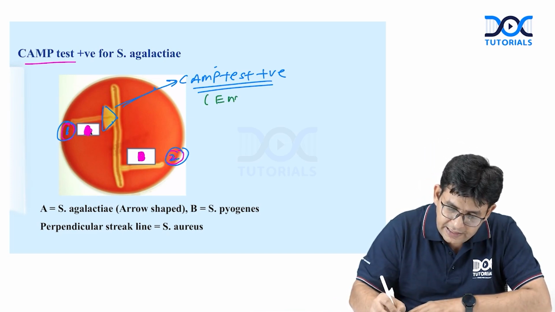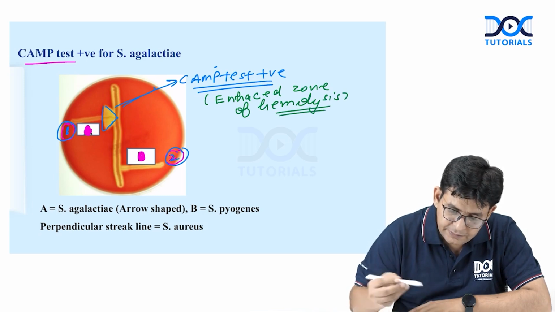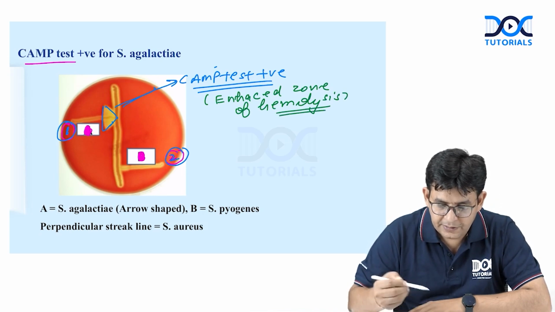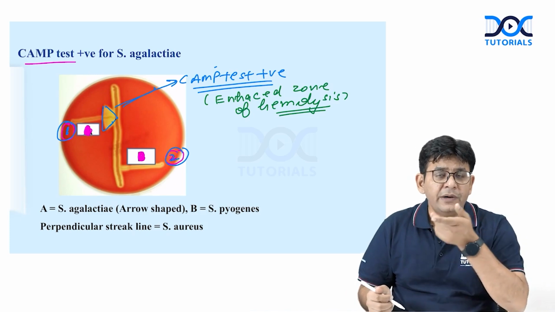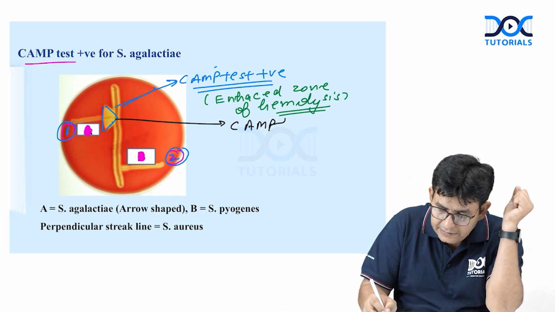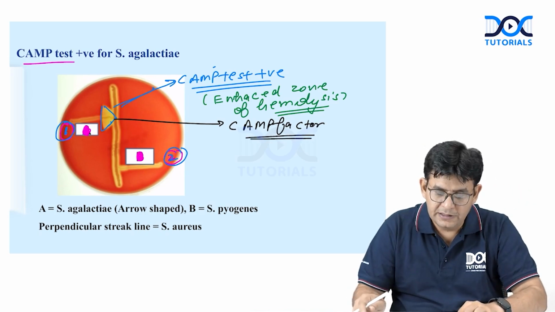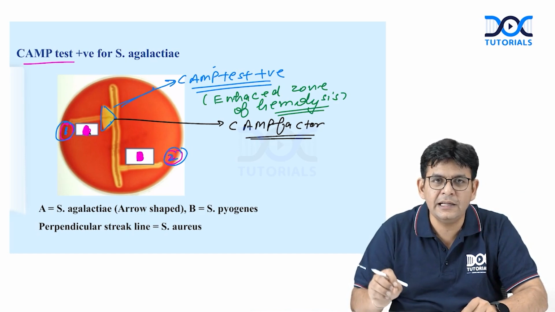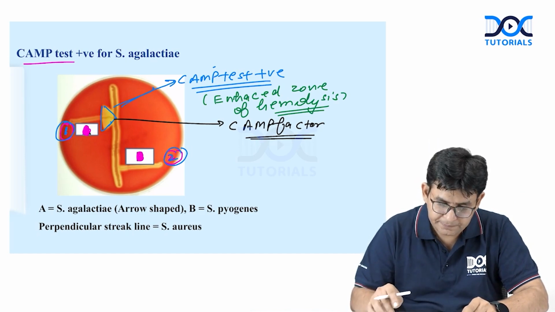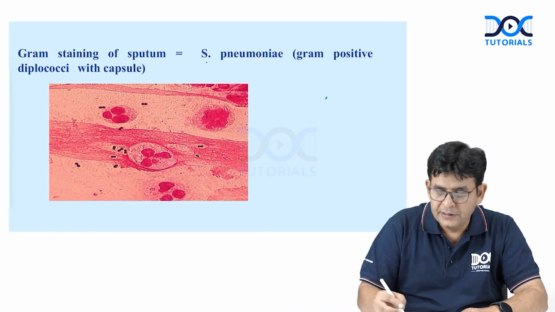This is termed as what? Enhanced zone of hemolysis, and this is CAMP test positivity. Is it fine? And I've already told you why this enhancement happens, because of the factor release. Which particular factor? The CAMP factor. Okay, the CAMP factor. And this is what is termed as Christie-Atkins-Munch-Petersen testing.